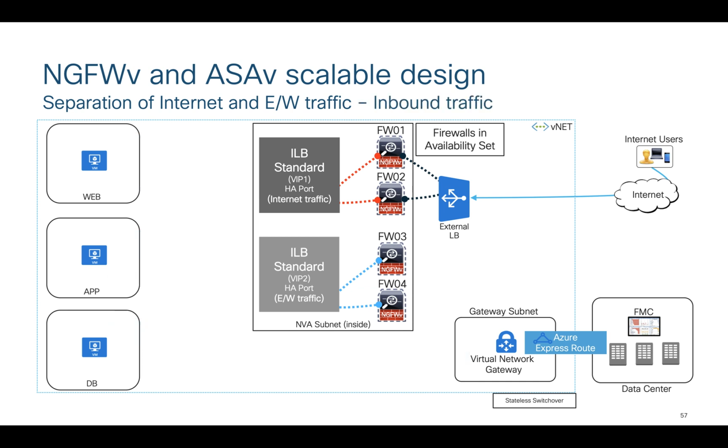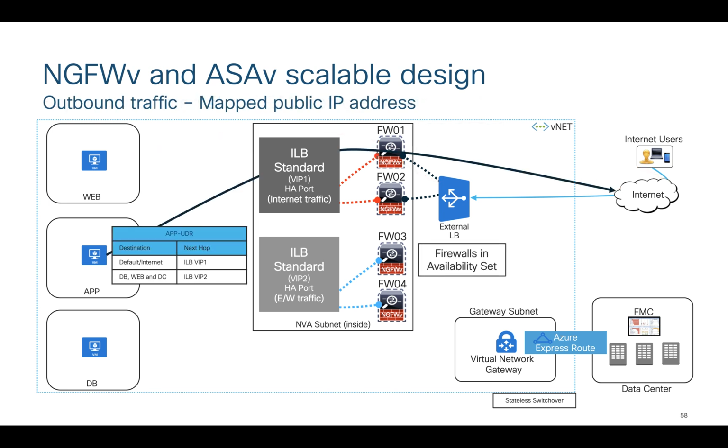So let's talk about traffic flow. If I have any user from the internet, that traffic will come to the external load balancer. From there it's going to come to a firewall, and if there is another server from inside talking to outside, that traffic can land on virtual IP1, because based on the UDR, it is going to be talking to virtual IP1.